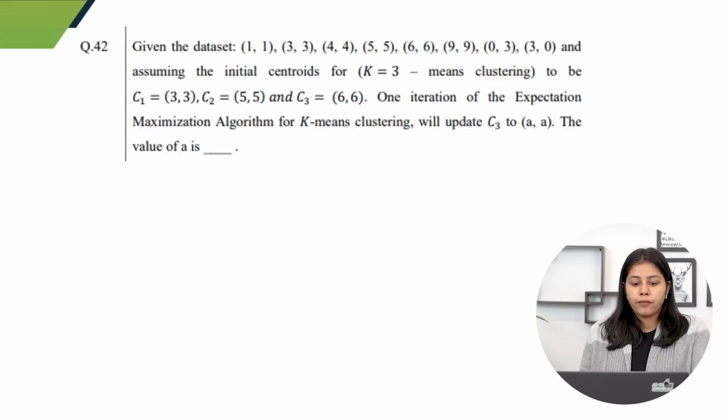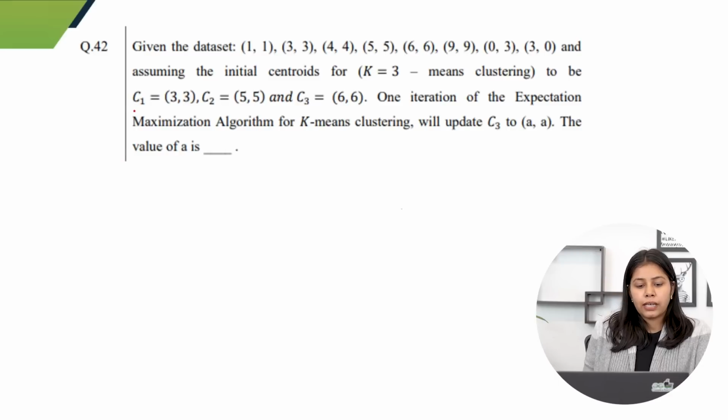Next, we have a question from machine learning. It says: given a data set 1,1; 3,3; 4,4; 5,5; 6,6; 9,9; 0,3; 3,0, assuming the initial centroids for K equals 3 means clustering to be C1, C2, and C3. One iteration of the expectation maximization for K-means clustering will update C3 to A, A. Then the value of A, A is. So, what is K clustering?